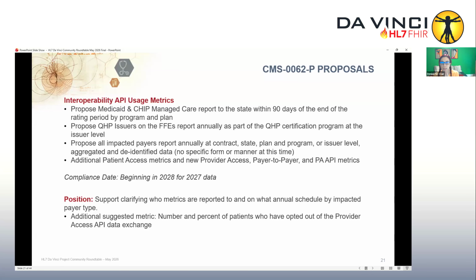So the Da Vinci community does support clarifying who metrics are reported to and on what annual cycle by impacted payer type. And the community suggested an additional metric. They suggested the number and percent of patients who have opted out of the provider access API data exchange, because that is an opt-out option. So it'd be great to know how many folks have done that.